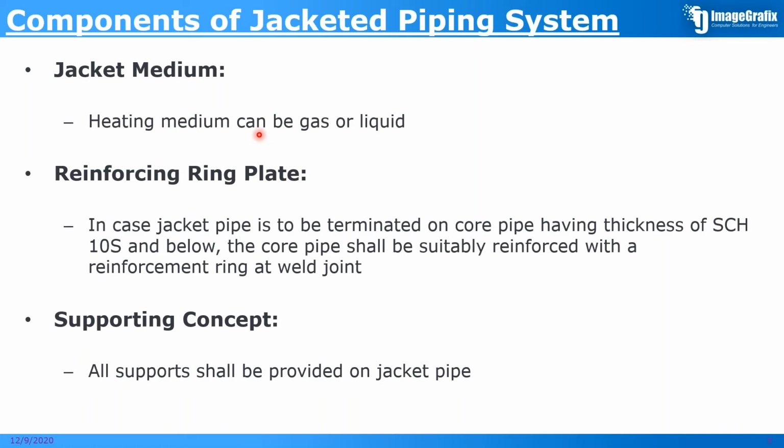Then the jacket medium, the heating medium, can be either gas or liquid. It depends again on your availability. There are some cases where we might have heavy excess steam, superheated steam which is going off as waste; that can be used as your jacket heating medium. And reinforcing ring plates, if anything is required, or supporting cleats, everything will be based on your system. The supporting for the entire piping segment will be provided mostly on the jacket pipe, not on your core pipes. On core pipes, only the spacer details will be provided; the rest will all be on your jacket pipes.